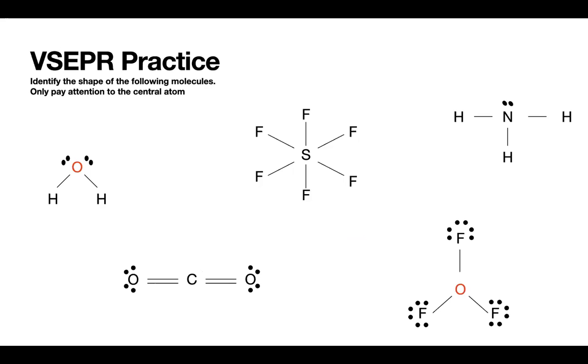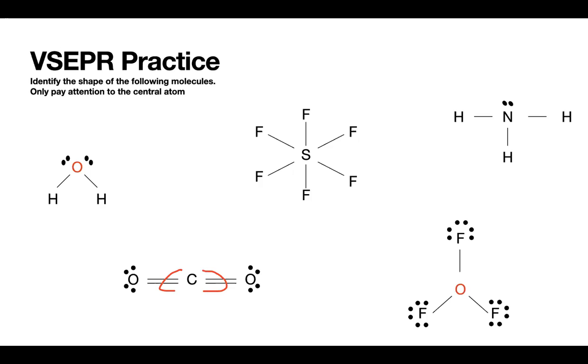Two. So we got one right here, one right here. So we have 2 electron densities. How many lone pairs do we have on the central atom? No, on the central atom, no. You don't have any. All right.